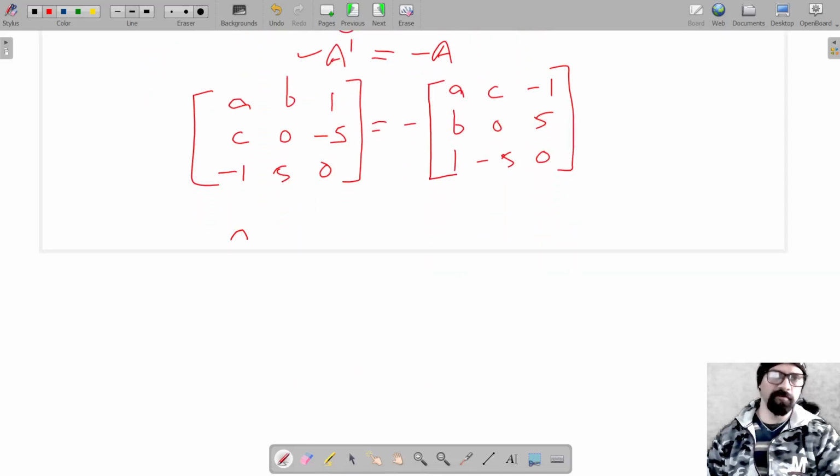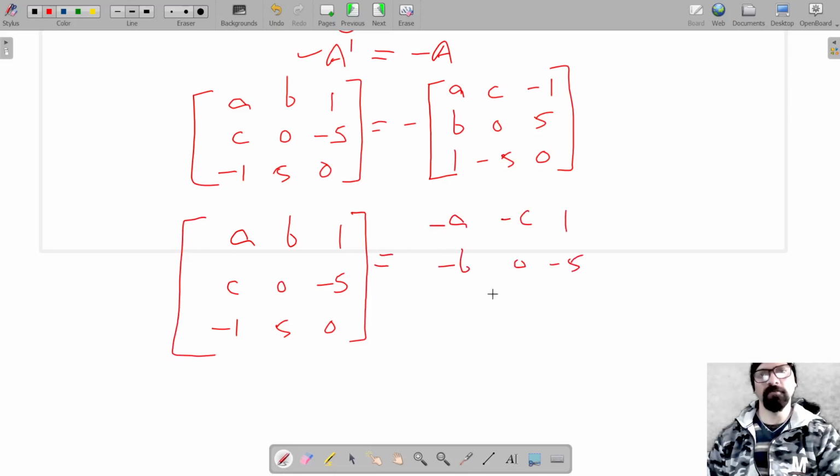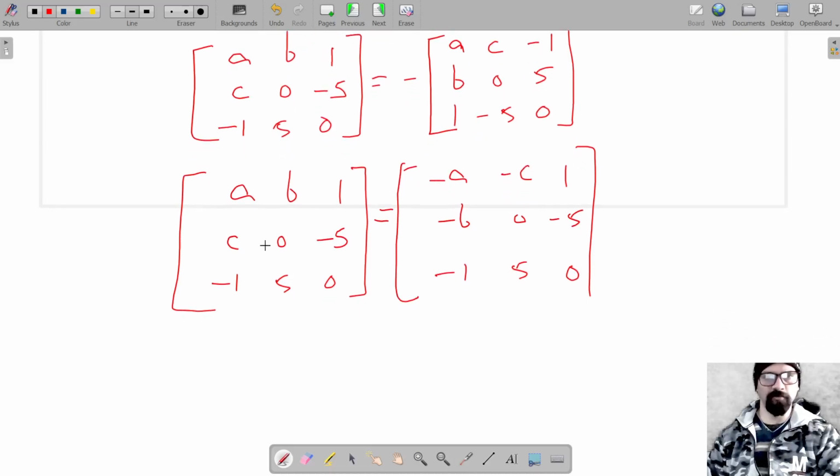Okay, so this is [A, B, 1; C, 0, -5; -1, 5, 0]. This is now equal to [-A, -C, 1; -B, 0, -5; -1, 5, 0]. So these two matrices are equal, and if we equate them, which gives me B is equal to negative C, C is equal to negative B.